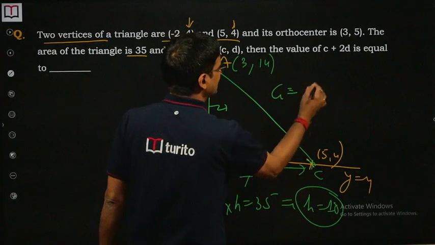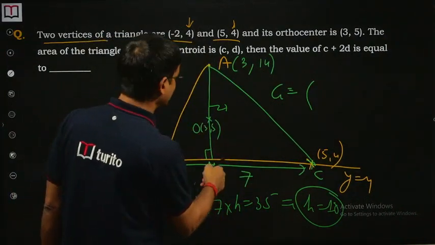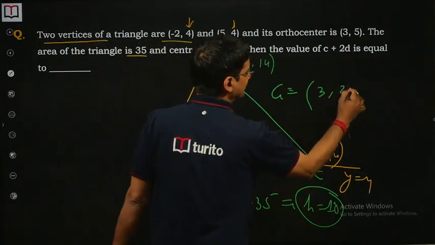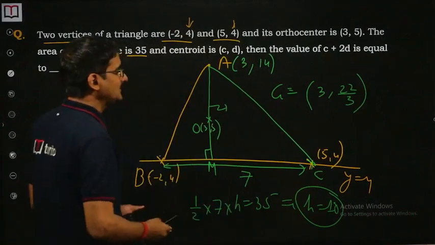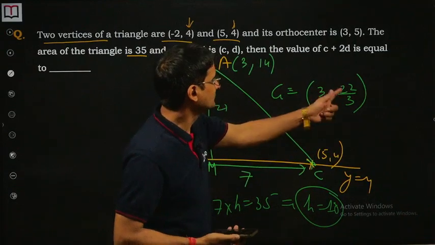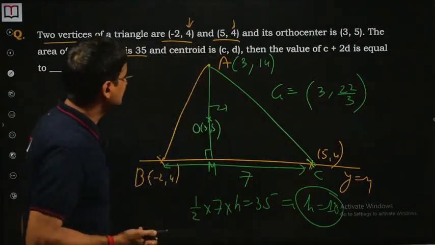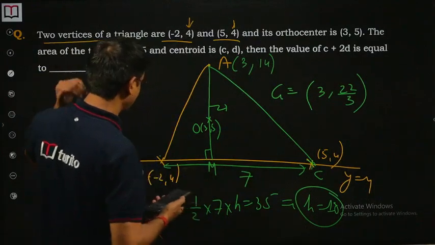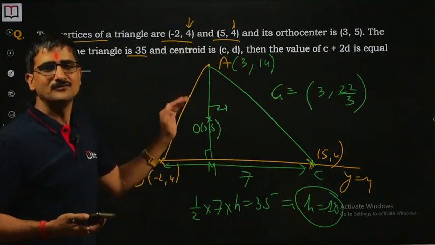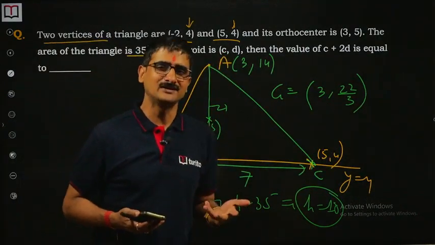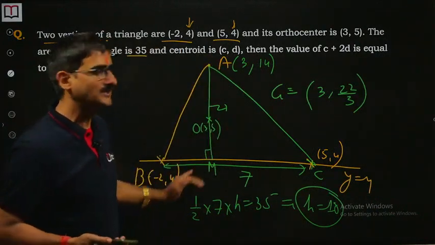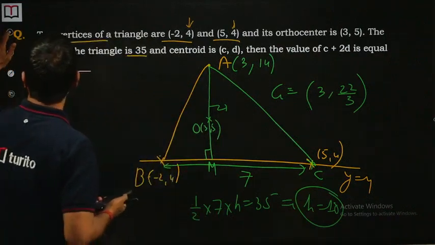So the centroid is nothing but x1 plus x2, so 3 plus 3 is 3, and then 14 plus 4 is 18, and then 22 by 3 if I'm not wrong. So you have C and D. C plus 2D is equal to, so there might be some problem because 2D I got here 3. Check it out, but okay, that's how we can approach. See, the basic thing is the base is a horizontal line, hence the altitude on which the orthocenter lies must be a vertical line. So using it we got the abscissa of this vertex, and then we got the height using the area, and then we got its ordinate also, right?